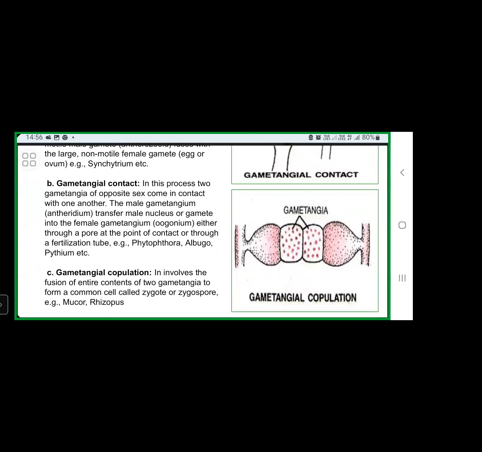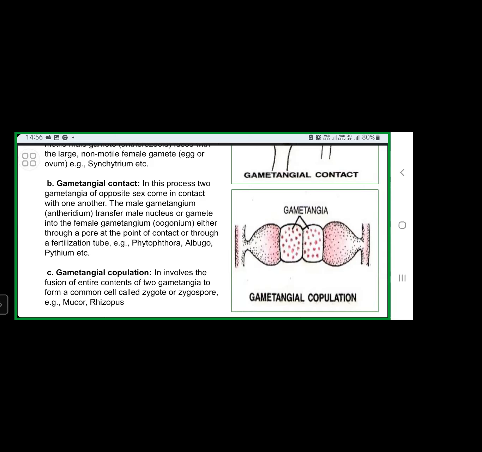Actually, fusion of the entire contents of two gametangia will take place. So as a result, one diploid structure will develop. This is called a zygote. Here, what will happen? Gametangial copulation. Gametangial copulation means the male gametangium and female gametangium contents, the total contents, will mix with each other. So as a result, one special structure will develop. That structure which is developed after fusion is called a zygote or zygospore.